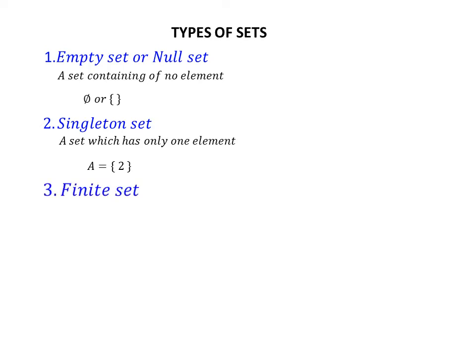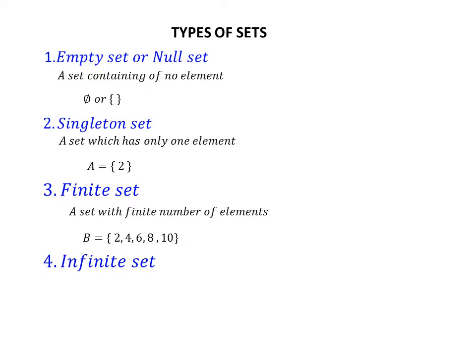Next one is finite set. A set with finite number of elements, which means it is countable. For example, B is equal to 2, 4, 6, 8 and 10. We can count how many elements are there. So, there are 5 elements in set B.